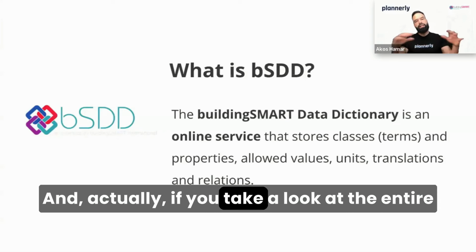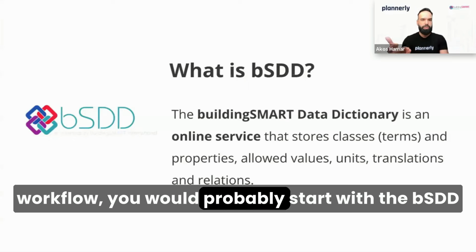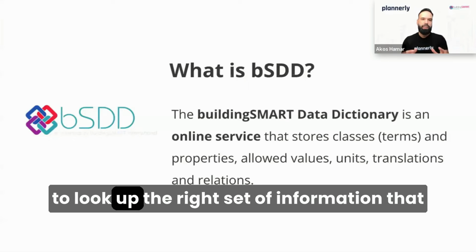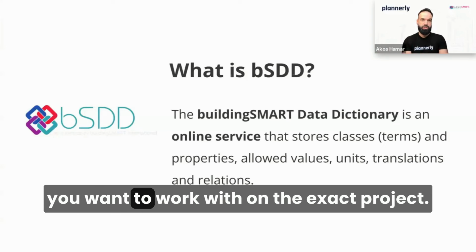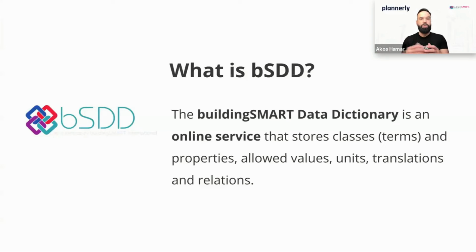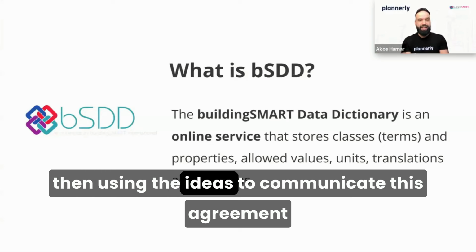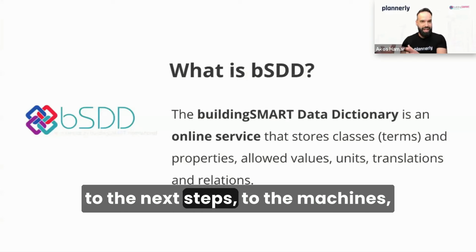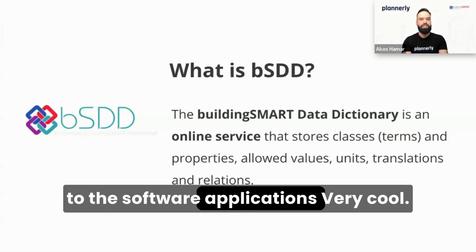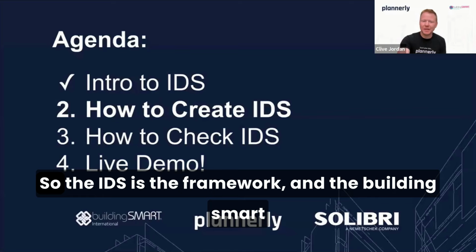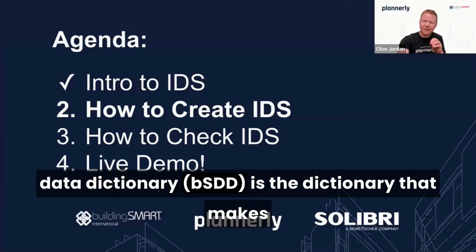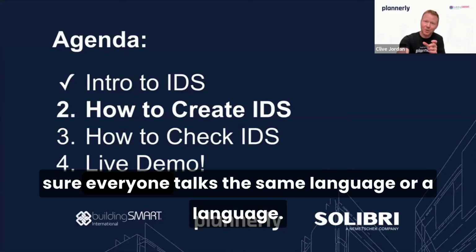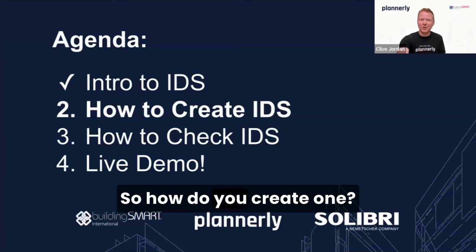And actually, if you take a look at the entire workflow, you would probably start with the bSDD to look up the right set of information that you want to work with on the exact project. Once you have an agreement, then using the IDS to communicate this agreement to the next steps, to the machines, to the software applications. Very cool, very cool. So the IDS is the framework, and the buildingSMART data dictionary is the dictionary that makes sure everyone talks the same language or a language. That sounds great. So how do you create one?